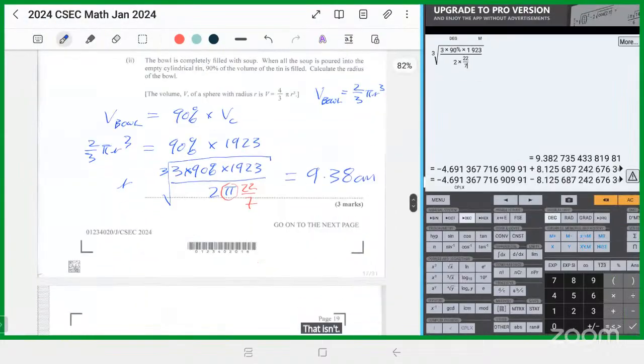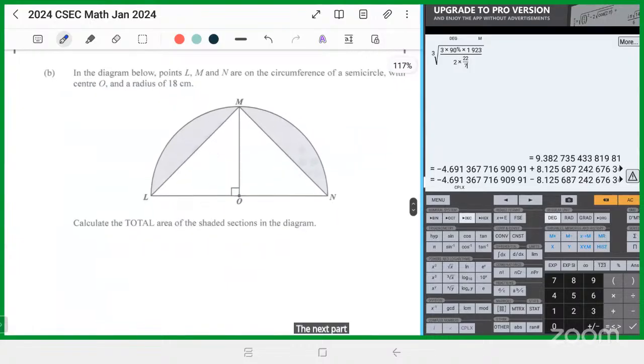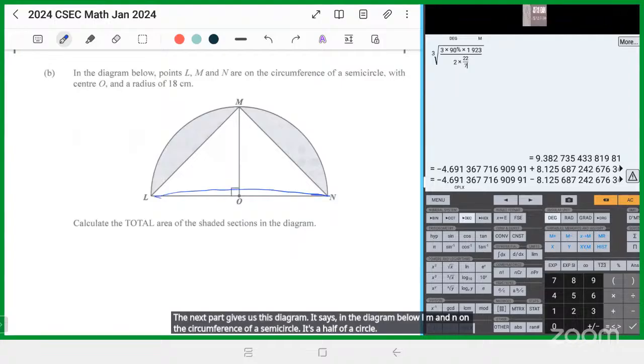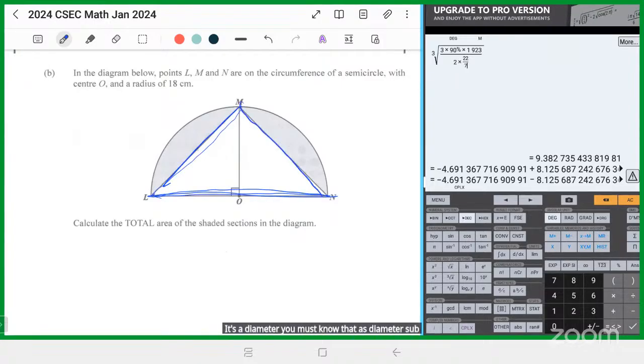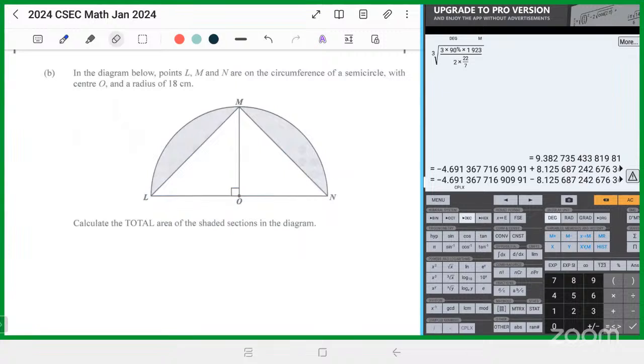Let's continue. The next part gives us this diagram. It says in the diagram below, L, M, and N are on the circumference of a semicircle. It's half of a circle. It's a diameter. You must know that a diameter subtends 90 degrees at the circumference. So this angle here is 90 degrees. This is a right angle triangle.